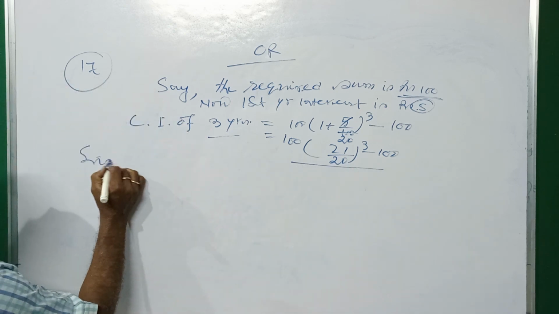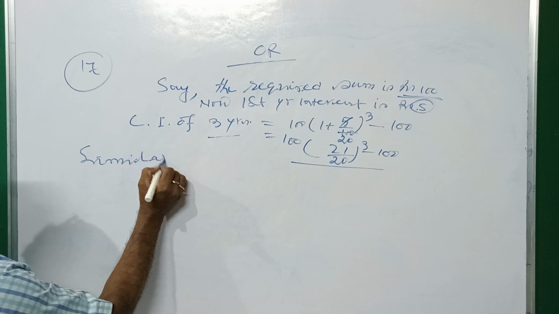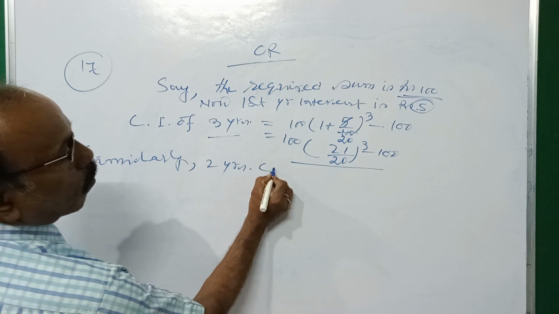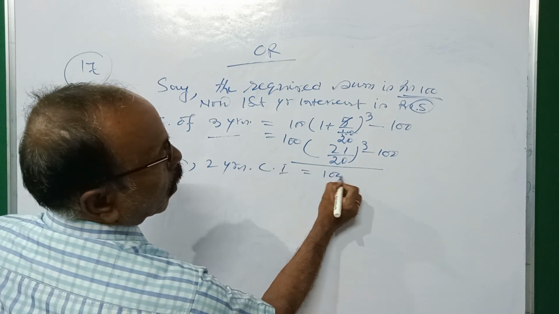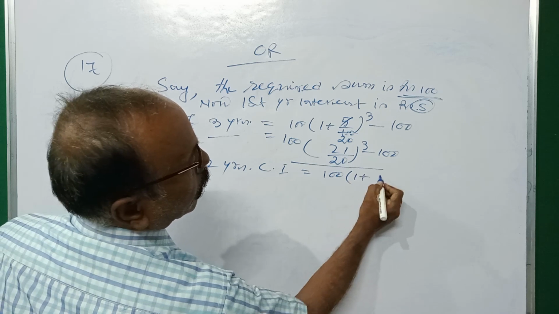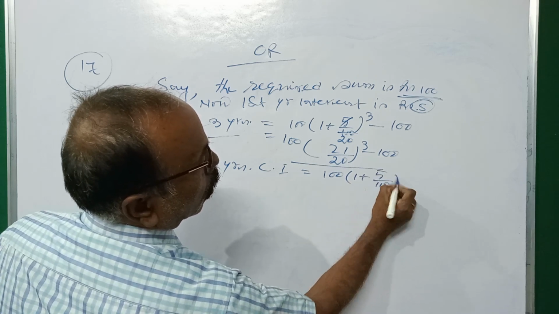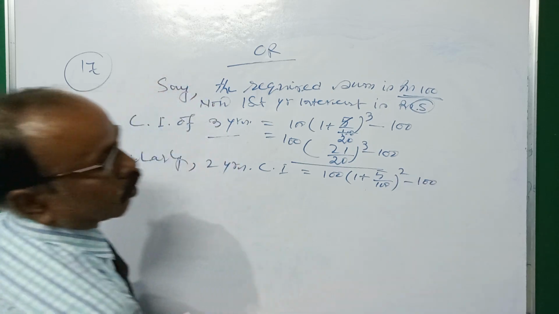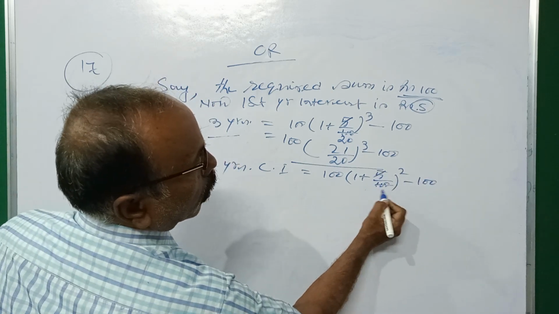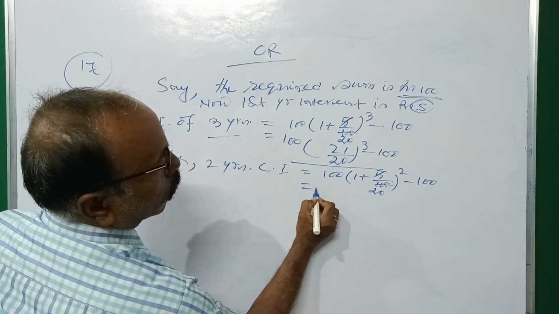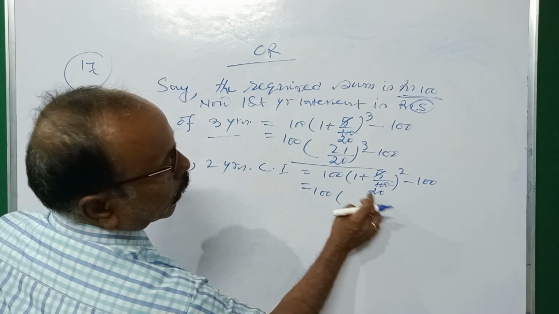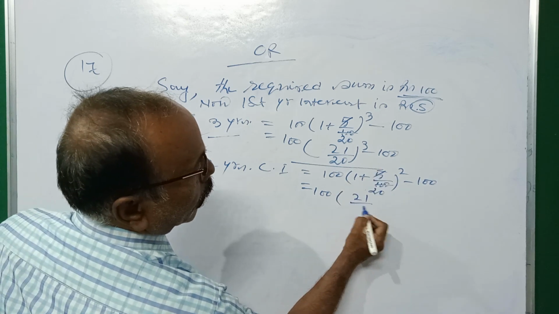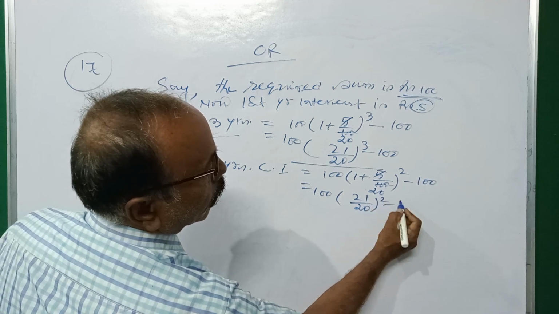Similarly, 2 years compound interest is equal to 100 into (1 plus 5 by 100) whole to the power 2 minus 100. My dear student, you see 5 by 100 is equal to 1 by 20, so 1 plus 1 by 20 is 21 divided by 20, whole to the power 2, minus 100.